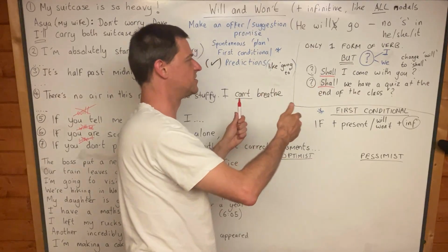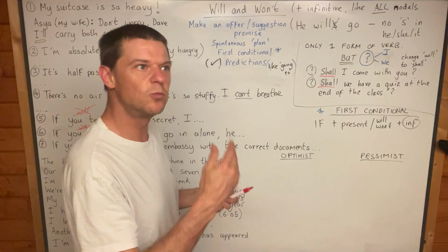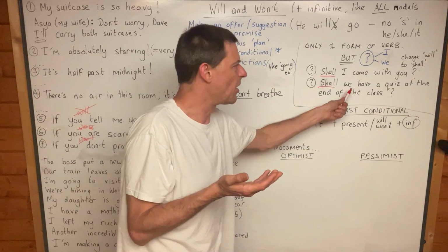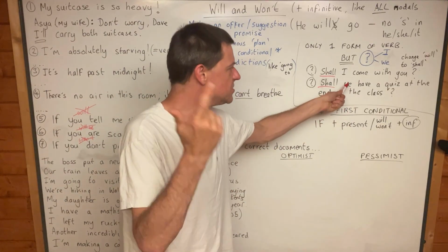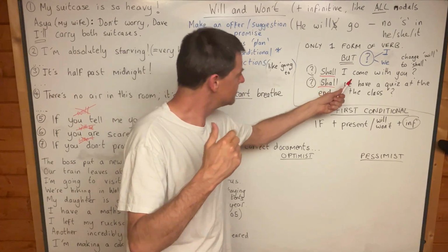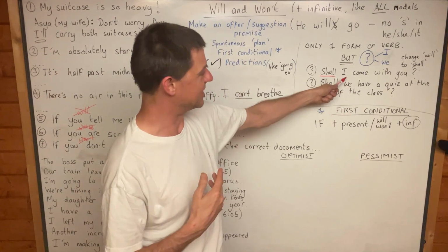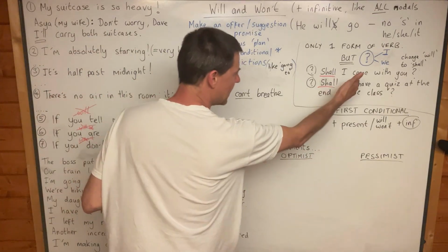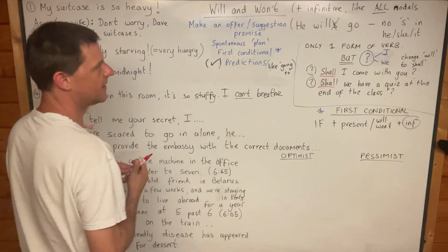But other questions, like with they, it's will they go to the shops? And not shall they go to the shops. So other pronouns, they, you, he or she, will she come with us? We use will or won't with other pronouns.